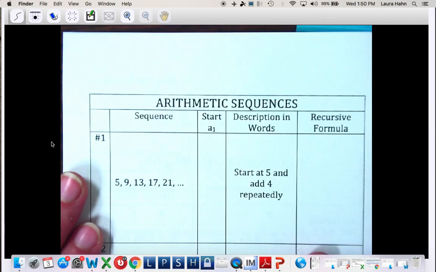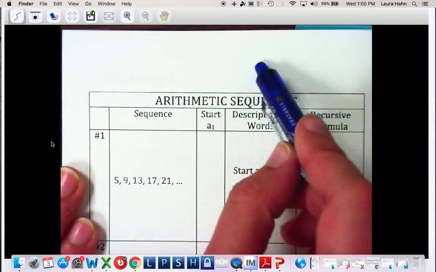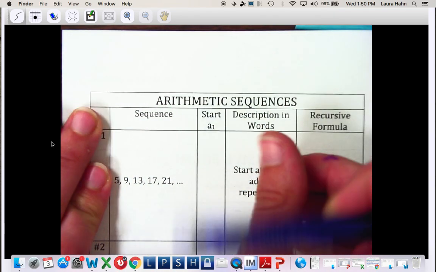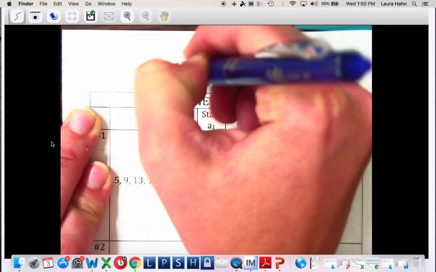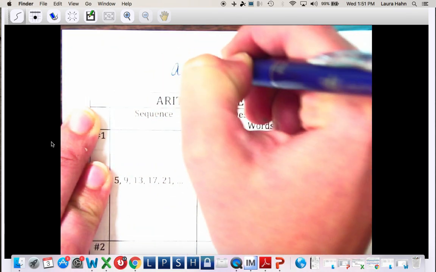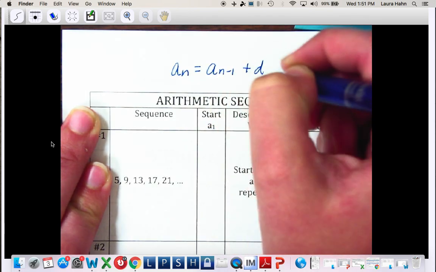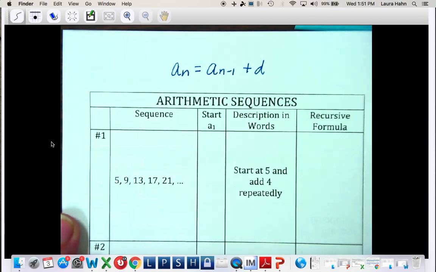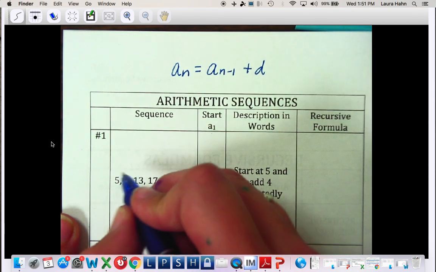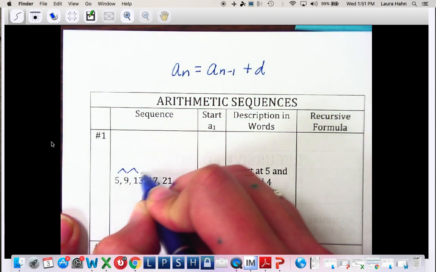Alright, so we don't have to keep flipping back and forth, let's go ahead and write it at the top of our page. We know it was a sub n equals a sub n minus 1, which is the previous term, plus d. Okay, so the first thing we're going to want to do is find our pattern. So what is happening as we move forward?